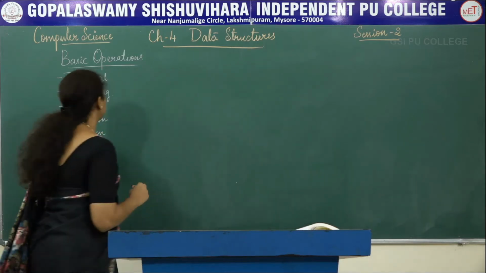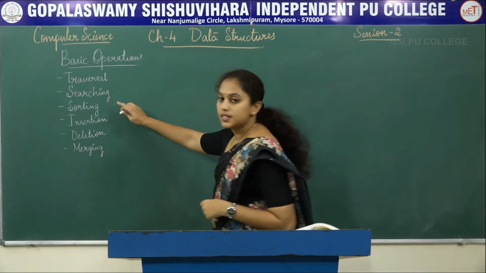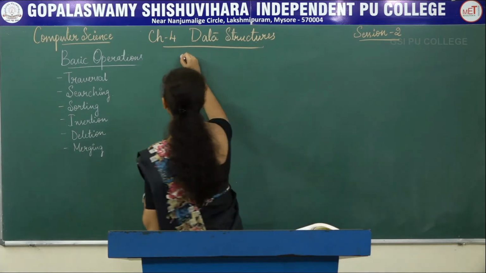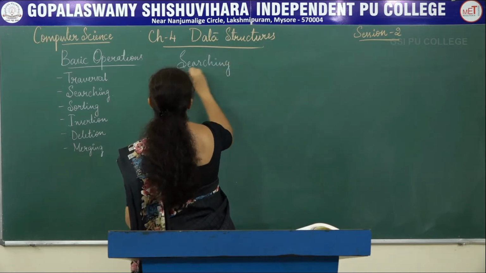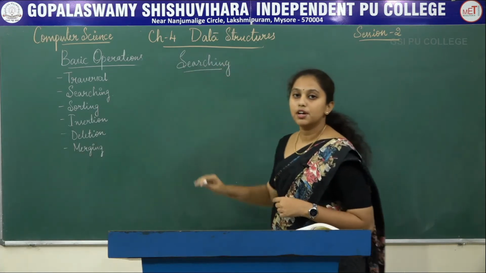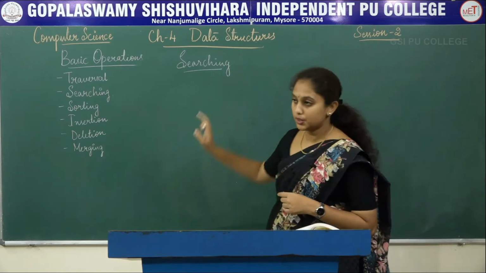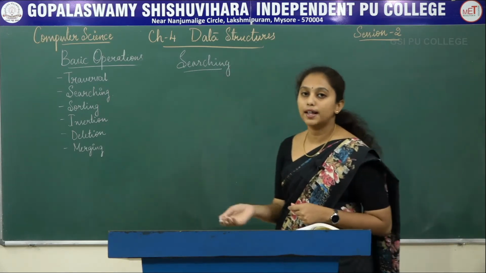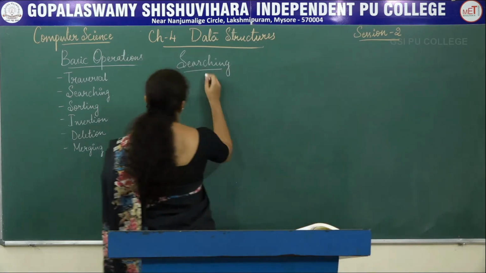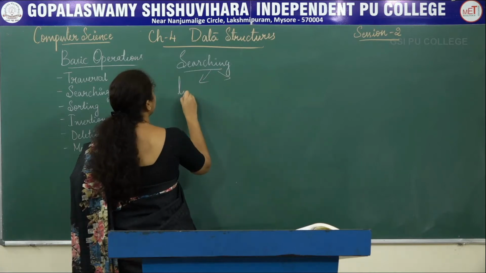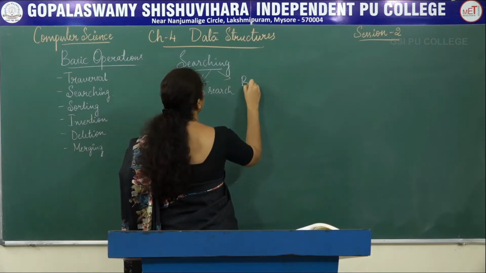Next, what is the next type of operation? The next type of operation is searching. So, what is searching? Searching means the process of finding the location of an element in an array. In searching, there are different algorithms, but the most commonly used algorithms are linear search as well as binary search.